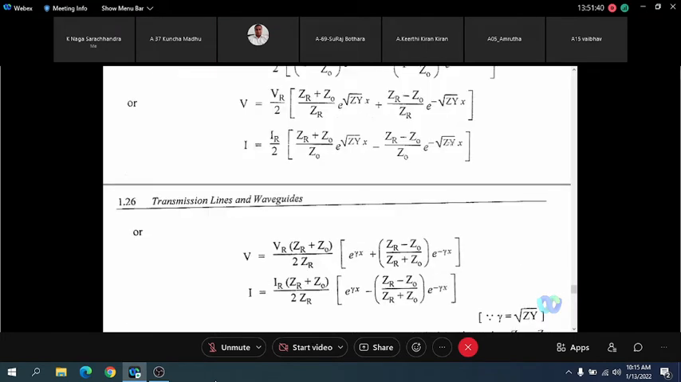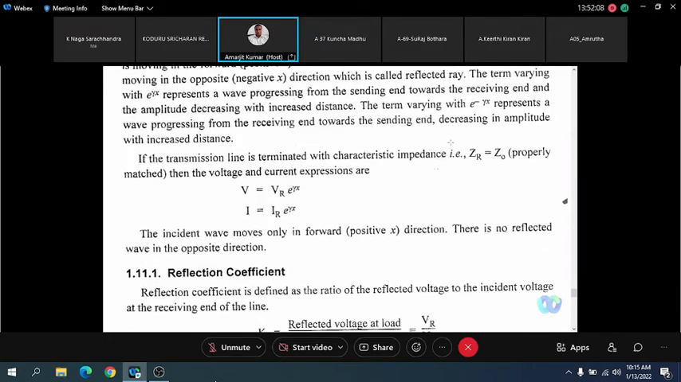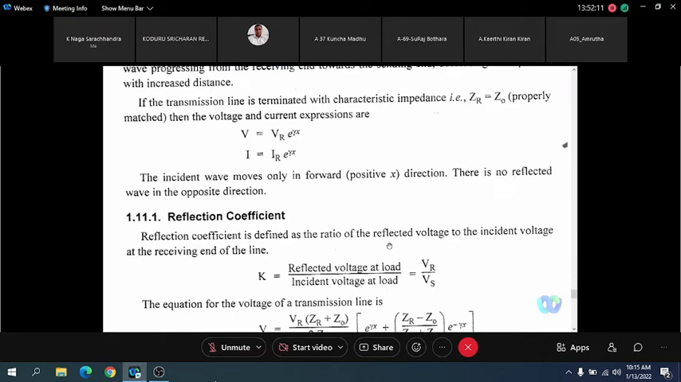So what is the reflection coefficient? How do we define the reflection coefficient? It is equal to ZR minus Z0 divided by ZR plus Z0, basically the ratio of the reflected voltage to the incident voltage. That will be equal to ZR minus Z0 divided by ZR plus Z0. So the ratio of the reflected voltage to the incident voltage, that is the definition.